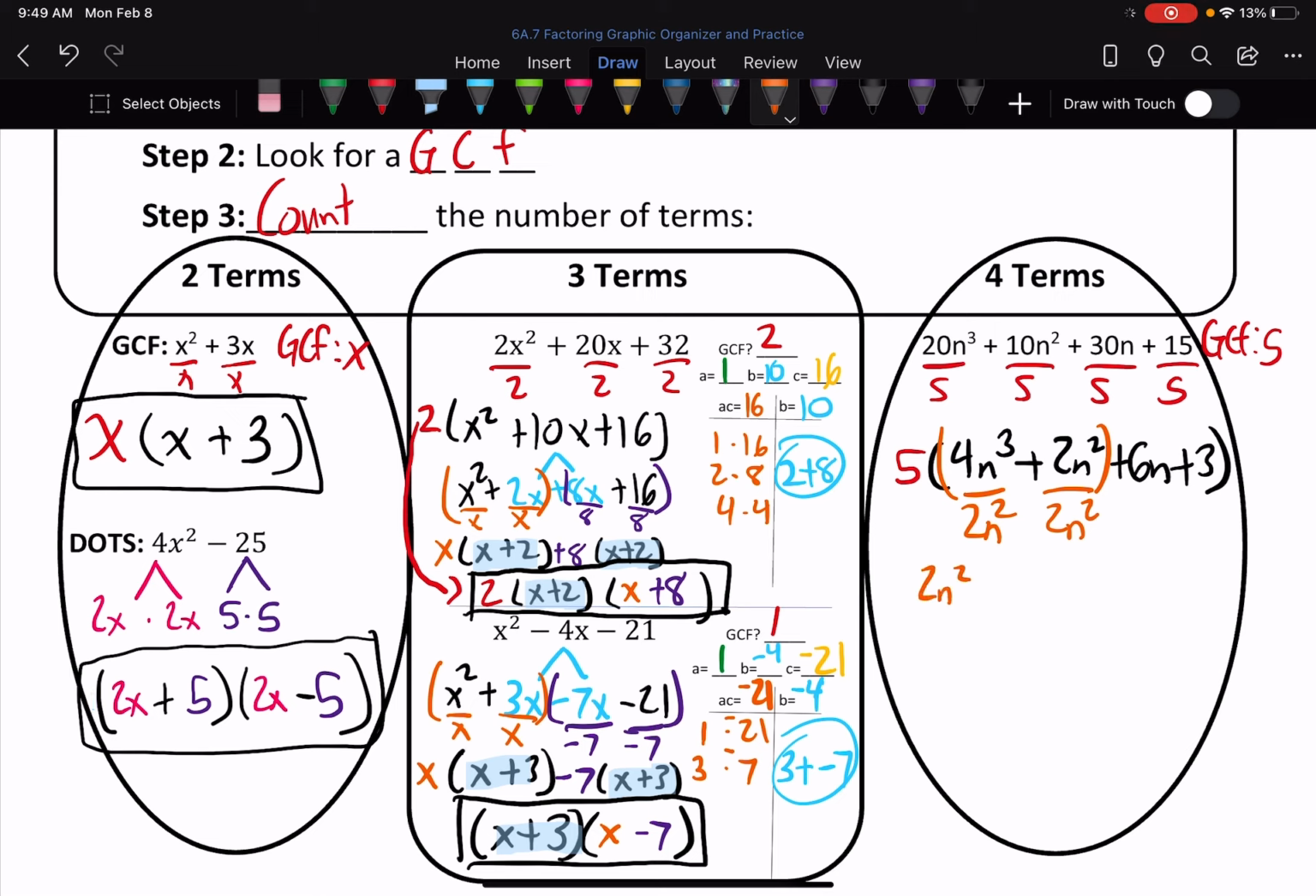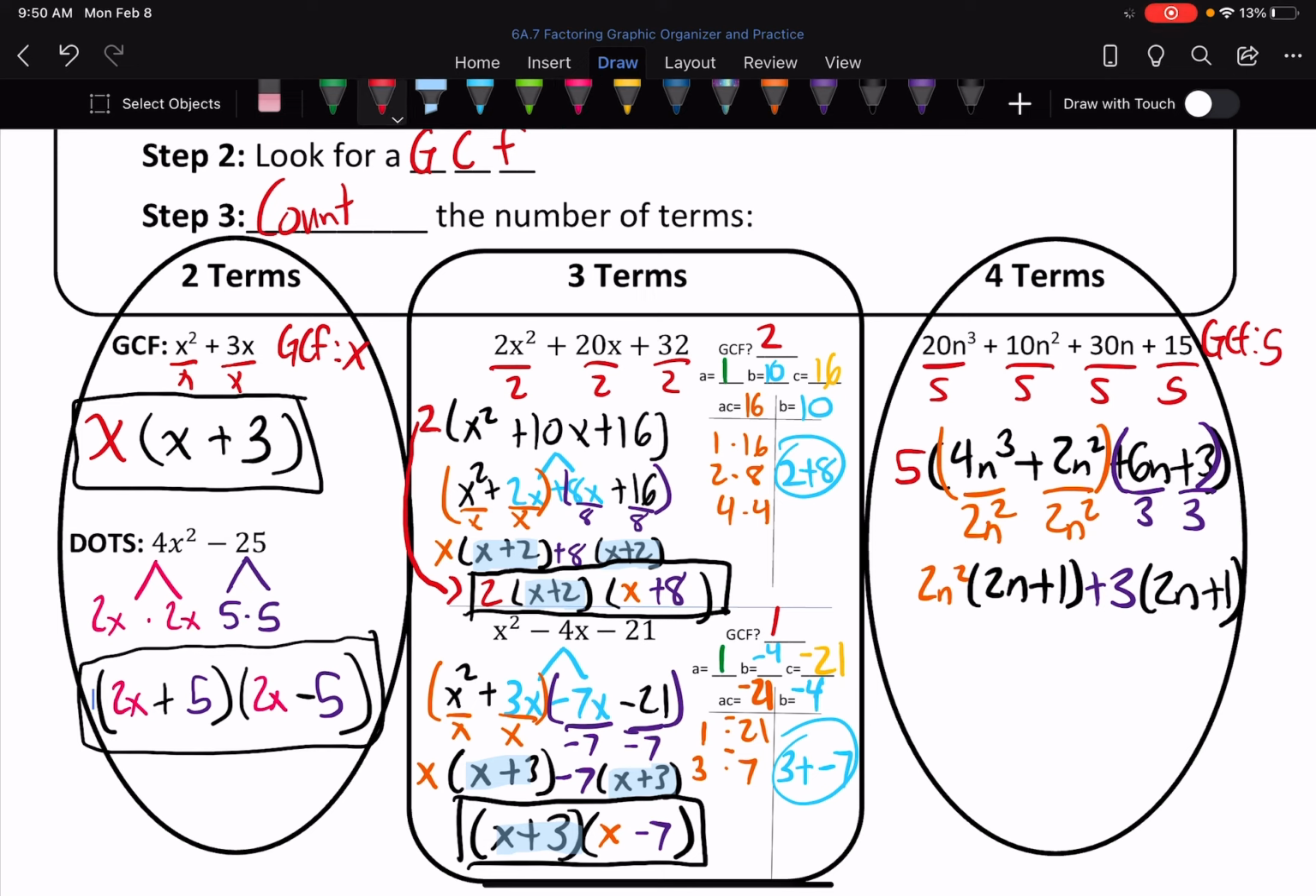So I'm going to have 2n squared multiplied. Well, 4 divided by 2 is 2. I had n cubed. I take away 2, so I'm just left with an n. Plus 2n squared divided by 2n squared. Those are the same thing, and anything divided by itself is 1. So I'm left with 2n plus 1 as my factored form. Looking at my second grouping, I got 6n plus 3. 3 is the greatest common factor from this grouping. 6n divided by 3 is a 2n, and 3 divided by 3 is 1.